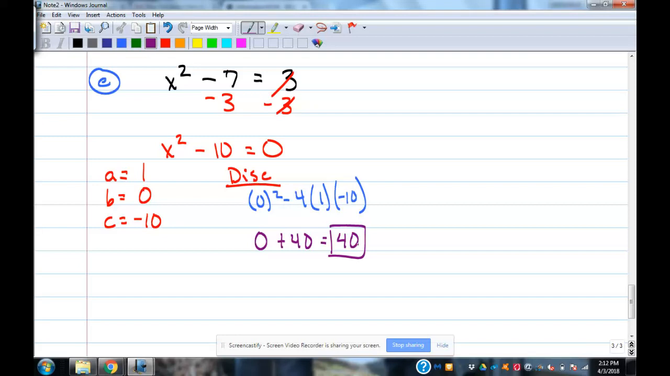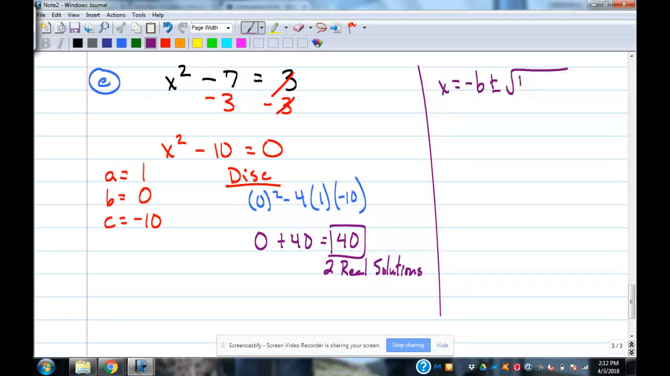That means we have how many answers? 2 real solutions. That's what that means. Now the formula: x equals -b plus or minus the radical of b squared minus 4ac, over 2a. Plug in the stuff you know.